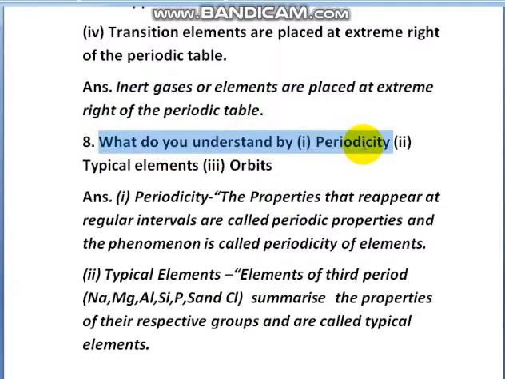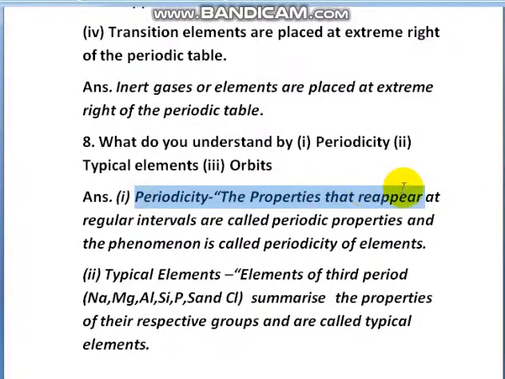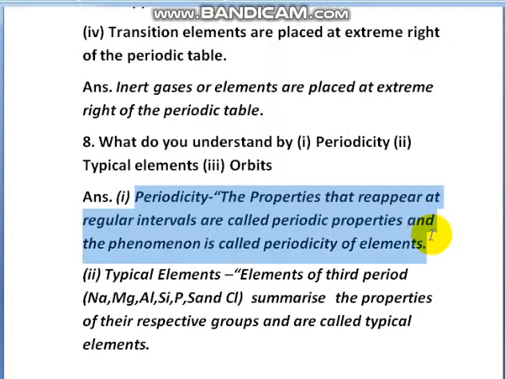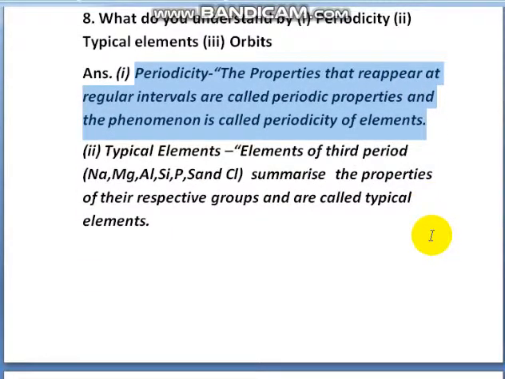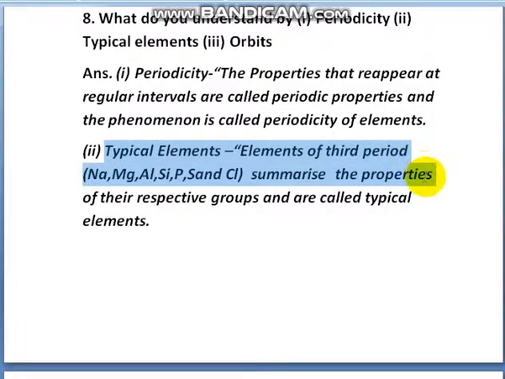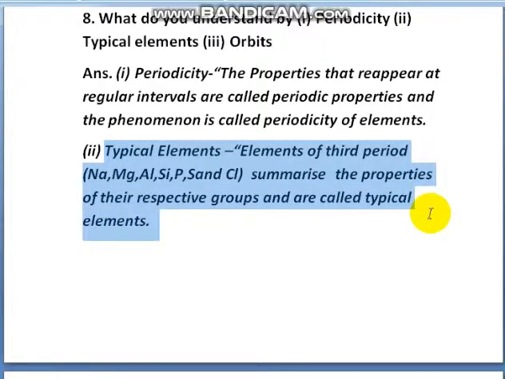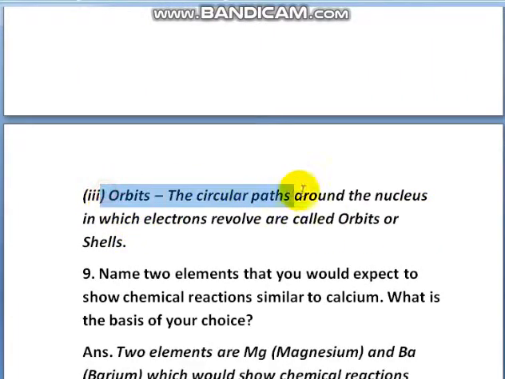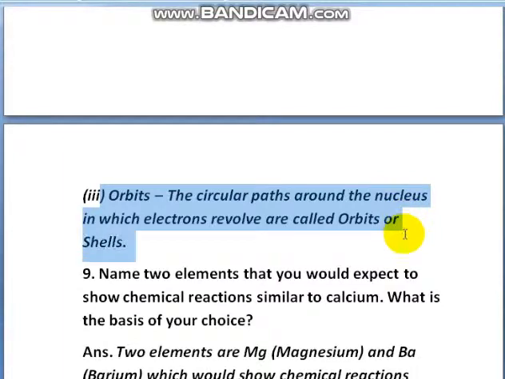Next, what do you understand by periodicity, typical elements and orbit? Let us see periodicity. The properties that reappear at regular intervals are called periodic properties and the phenomenon is called periodicity of elements. Next, typical elements: elements of the third period, sodium, magnesium, aluminium, silicon, phosphorus, sulfur and chlorine, summarize the properties of their respective groups and are called typical elements. What are orbits? The circular paths around the nucleus in which electrons revolve are called orbits or shells.